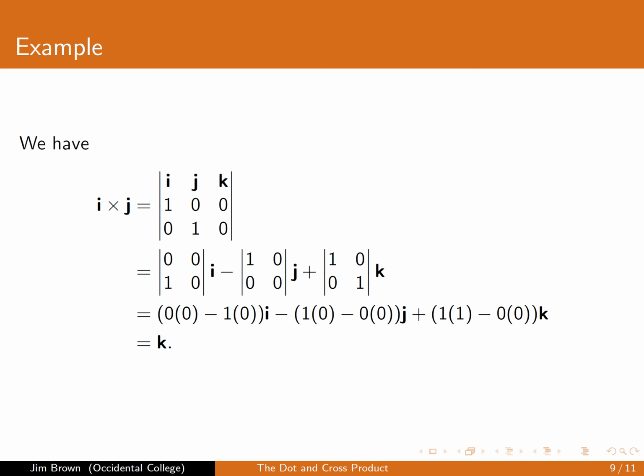So let's do a really simple example here. Let's just take the unit vector i and cross it with the unit vector j. In terms of components, i is just 1, 0, 0, and j is just 0, 1, 0. And so if we do this out, notice the first term is going to be 0 times 0 minus 1 times 0, so that's going to be 0. Then 1 times 0 minus 0 times 0, so that's going to be 0. And then I get 1 times 1 minus 0 times 0. So we see that the unit vector i crossed with the unit vector j just gives me the unit vector k.